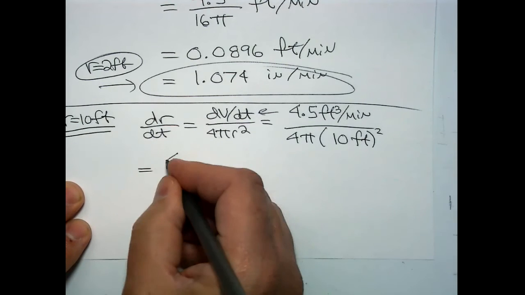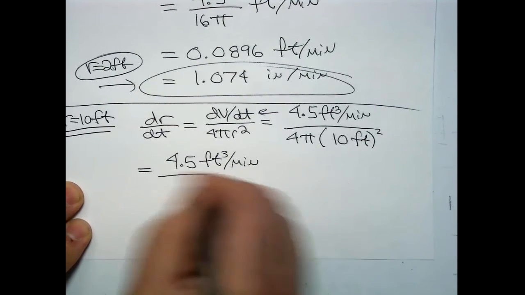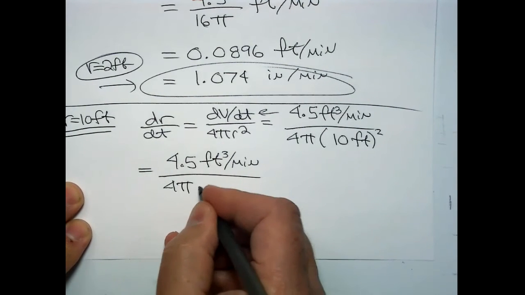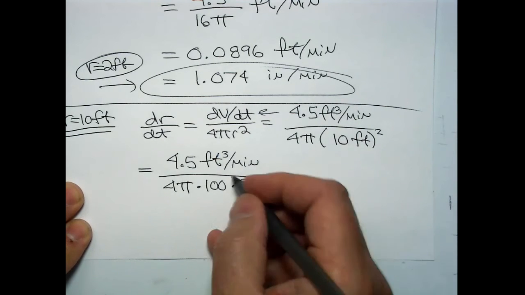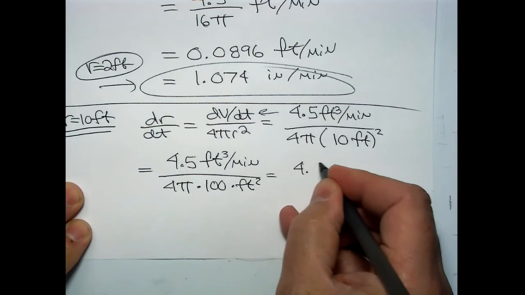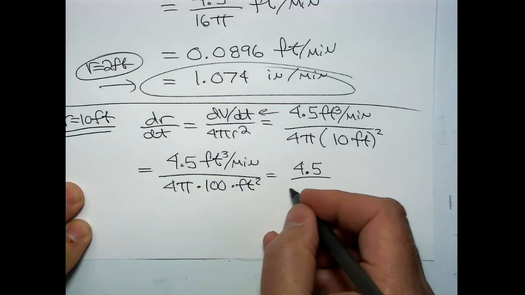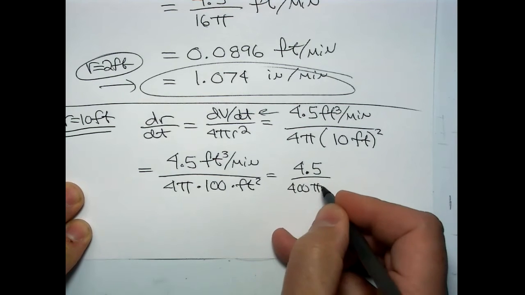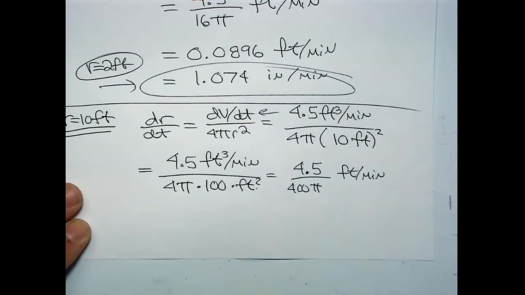And what do we get now? 4.5 cubic feet per minute. Keep track of your units. This is 4 pi, this is 100, and this is feet squared. The feet cancel again, which is good, because we're ending up with 4.5 over 400 pi, and the units are feet per minute, which is a nice linear unit, which you would expect for radius. So let's calculate that one and see how many inches per minute we got.